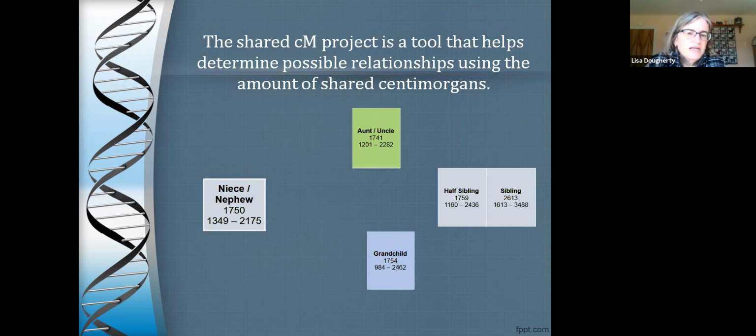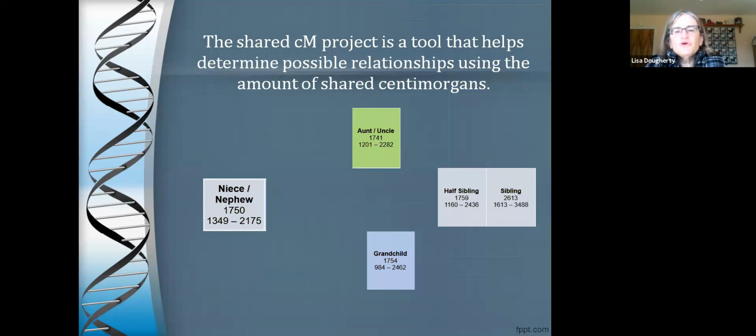So Charlie could either be my nephew, he could be my uncle, he could be a half sibling, he could be a full sibling, he could be a grandchild. Because if we look at the ranges, the numbers on the bottom, the range for a niece and a nephew is 1349 to 2175. So every niece or nephew relationship that has been reported to the Shared CM project falls between those two numbers.